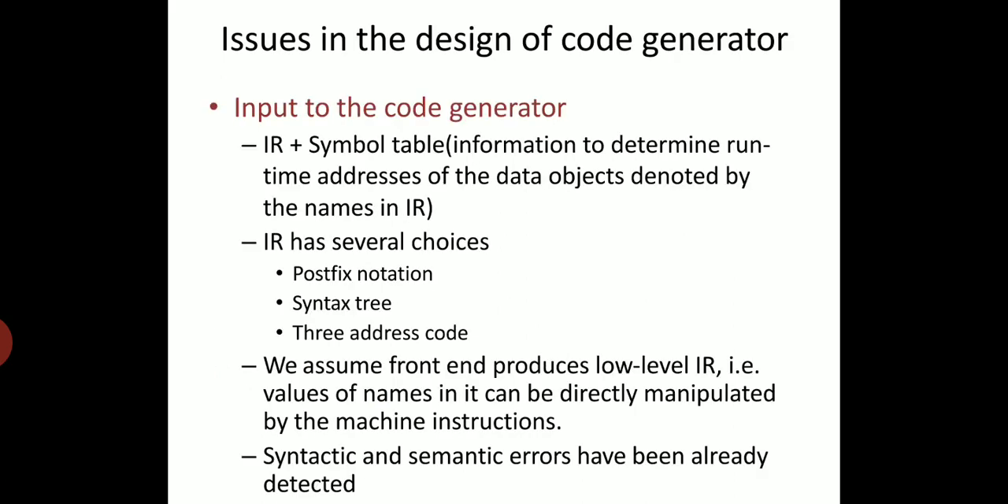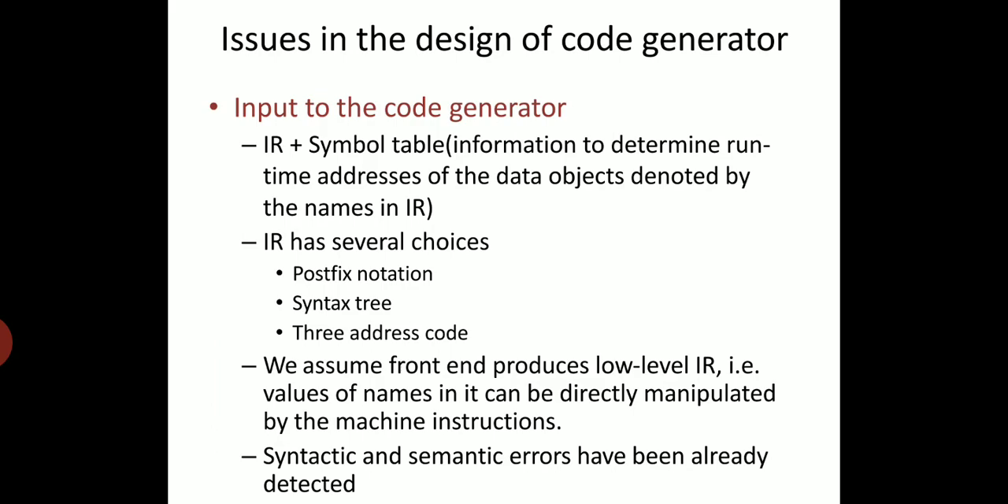Coming to the details of each issue, first one is input to the code generator. While we design a code generator, the input should be an intermediate representation. Also, it should carry some symbol table information. That is because the information regarding the symbol table can be used to determine the runtime address of the data object. And the intermediate representation can have several choices. It can be postfix notation, or it can be syntax tree, or it can be 3 address code representation. These representations are dealt in detail in module 4 and module 5.